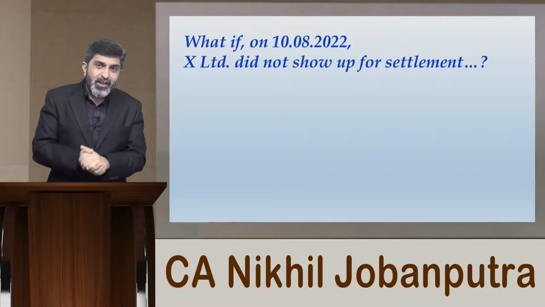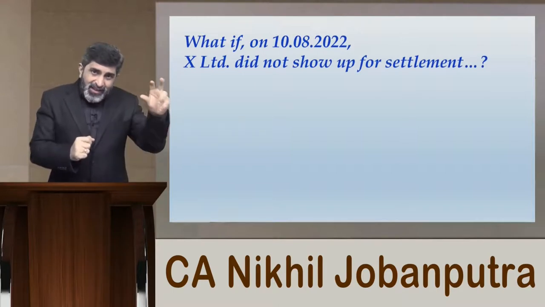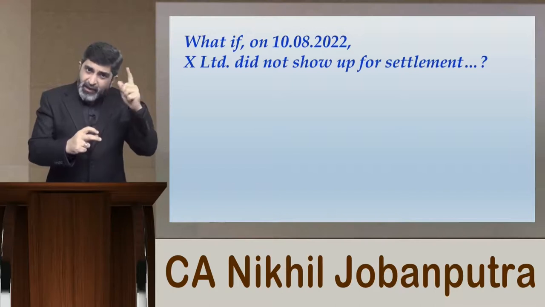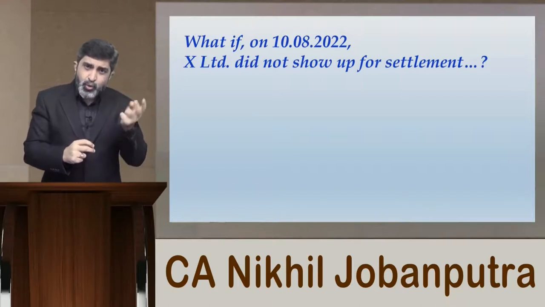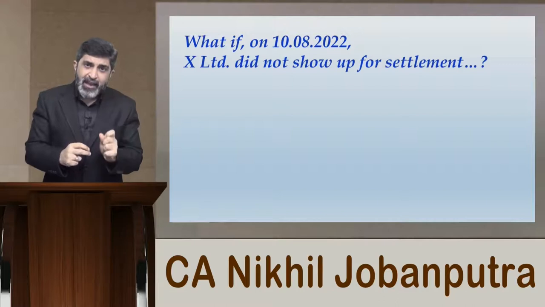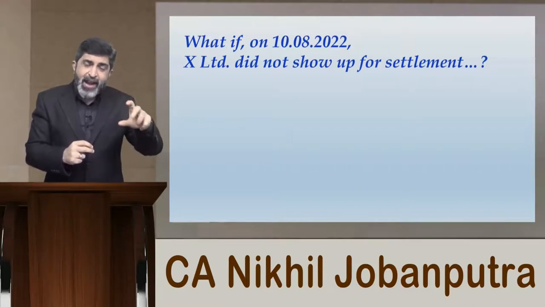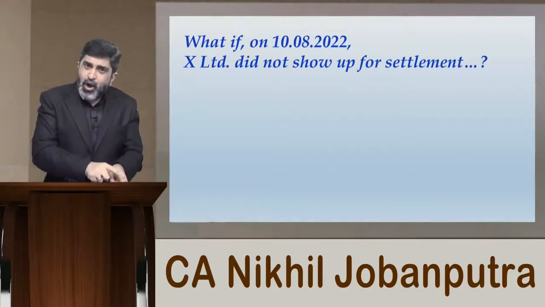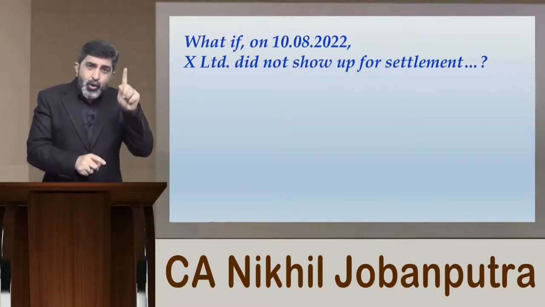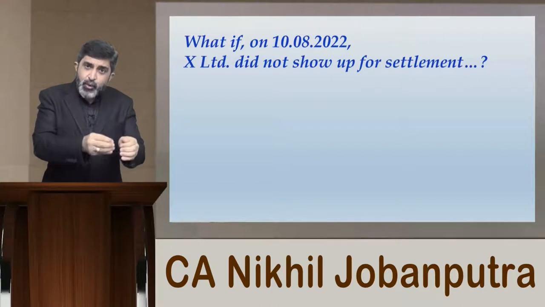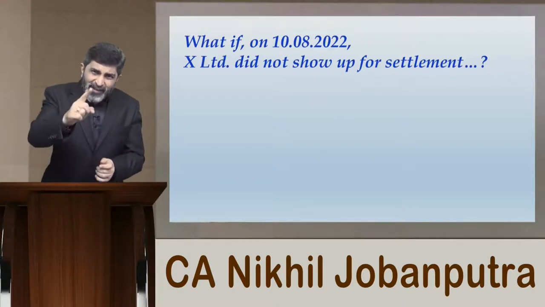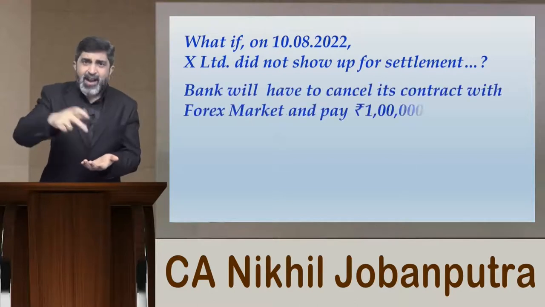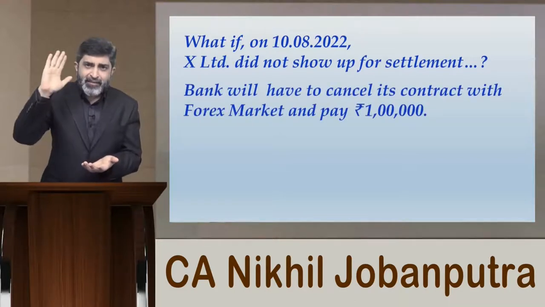Now what? Now the other bank with which our bank has entered into a forward contract at original 2 month forward ask rate of 79, that contract has to be responded compulsorily. Either you honor it or you cancel it. Nobody is going to wait for you because the due date has landed up. So the question is, why should our bank wait for X Limited? Why can't the bank also go for automatic cancellation?